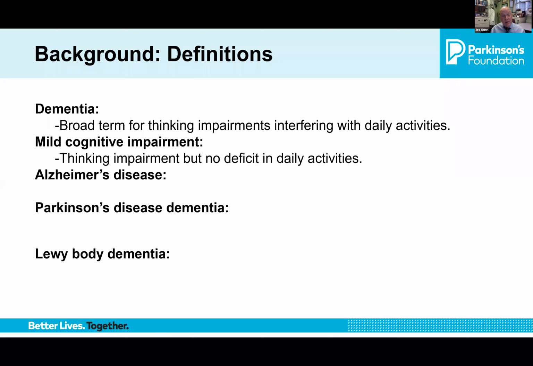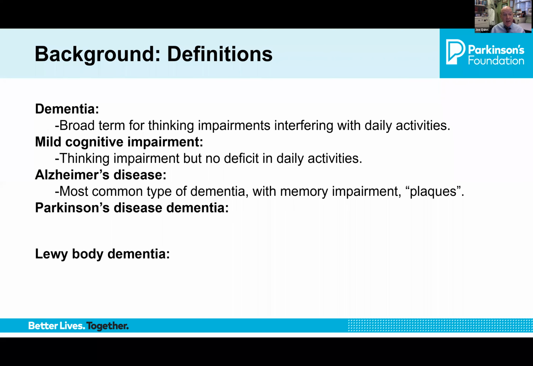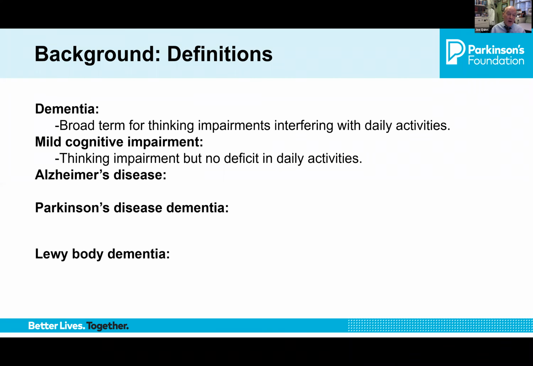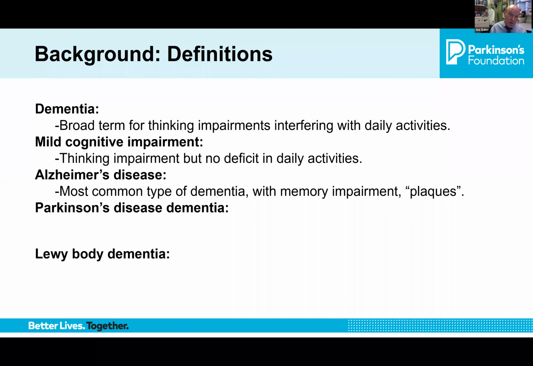And then the next term is Alzheimer's disease. Alzheimer's disease is one type of dementia, and in fact, the next three items on the list are different types of dementia. So dementia is this broad term. Alzheimer's disease is the most common type of dementia, and that is characterized, I think most people know, by severe memory impairment as the most prominent finding, and there are plaques in the brain. You may have heard of that before.